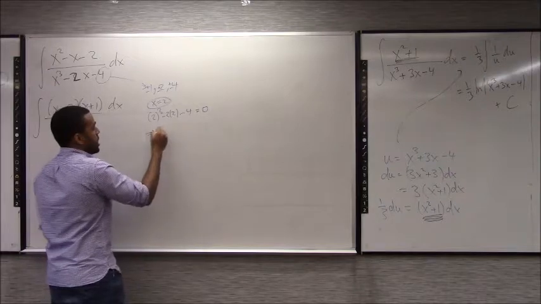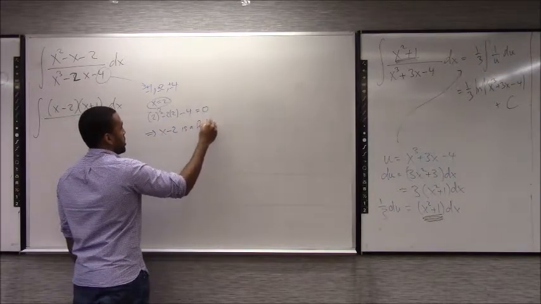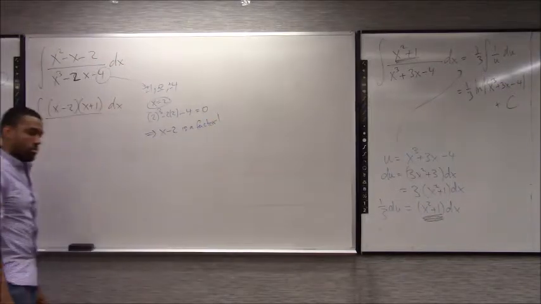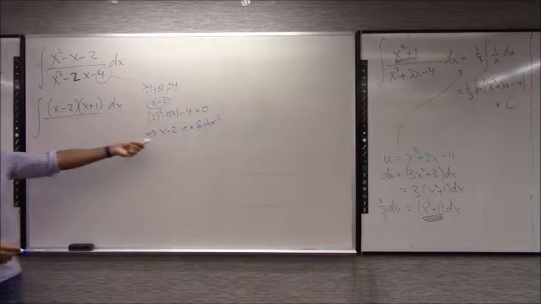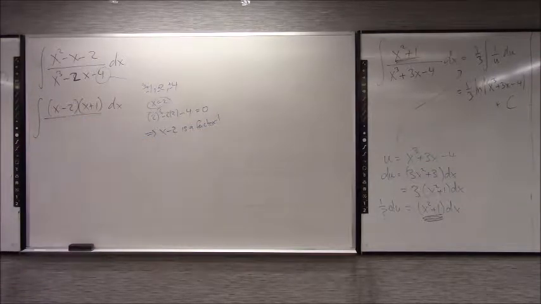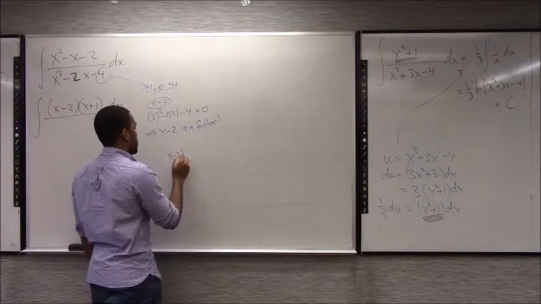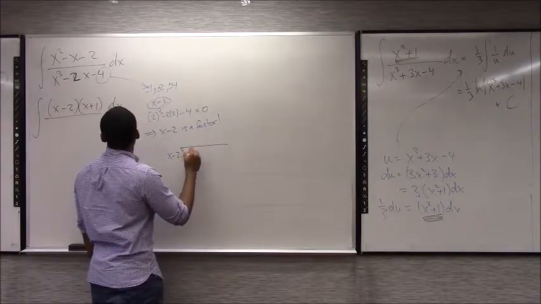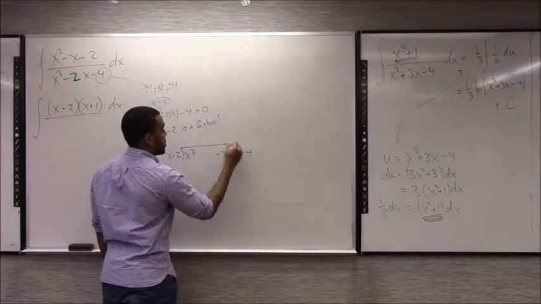That would mean that x minus 2 is a factor of this. Which means you should be able to divide this by x minus 2 and end up with a quotient without a remainder. So then you can apply your long division. Let's divide x cubed plus x squared minus 2x minus 4.